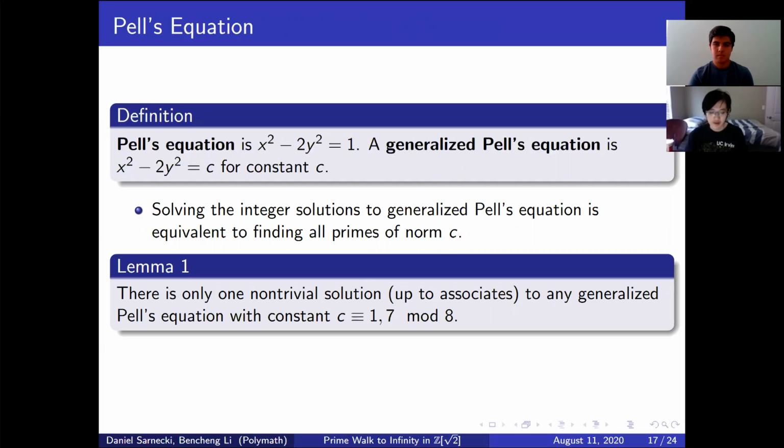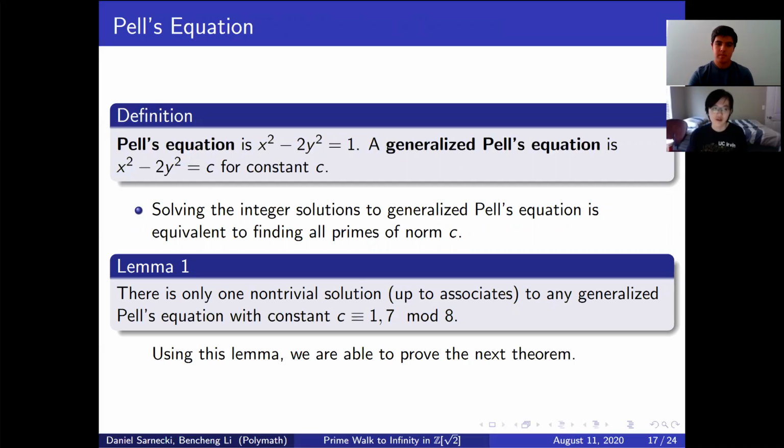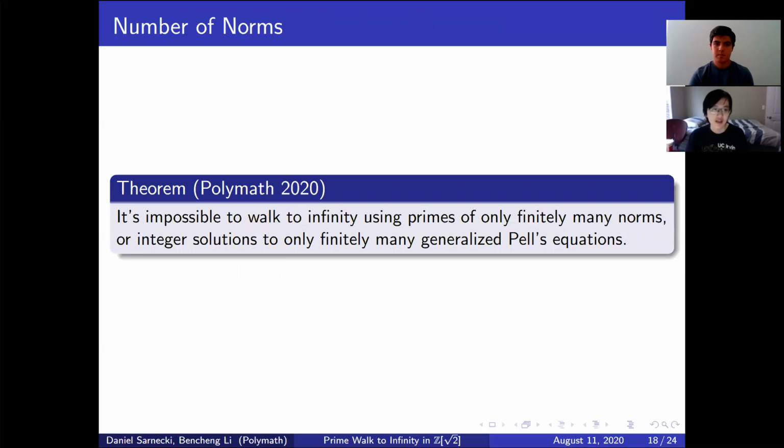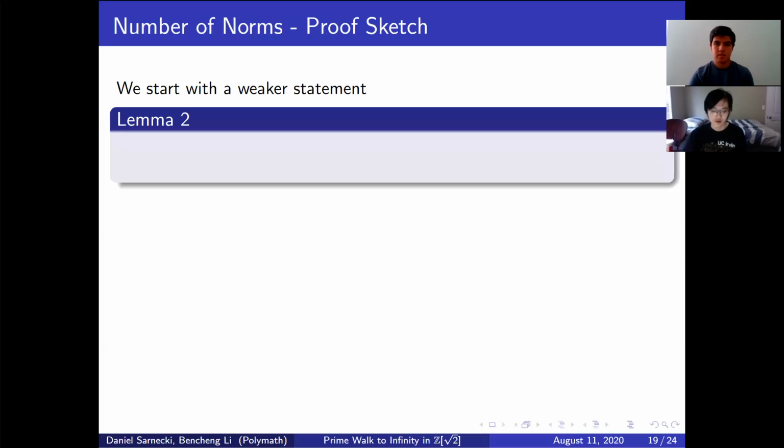Here's Lemma 1 that we proved. There is only one non-trivial solution up to associates to any generalized Pell's equation with constant c congruent to 1 or 7 modulo 8. Using this lemma, we're able to prove the next theorem, which is very interesting. It's that it's impossible to walk to infinity using primes of only finitely many norms, or equivalently, integer solutions to only finitely many generalized Pell's equations. To show this, I will show a sketch of this proof.